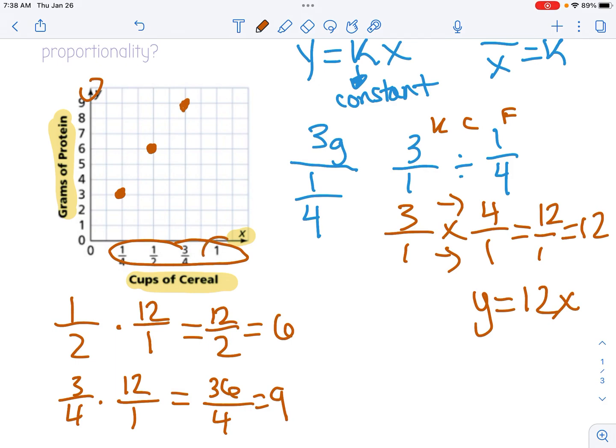So when I have 3/4 cup of cereal, I have 9 grams of protein. And then last but not least, when I have 1 cup of cereal, I'm going to have 12 grams of protein, which is not really on my graph. I'm just going to estimate that it's here. And now I can go ahead and draw a line. So it goes through the origin and it is a straight line. So it is proportional.